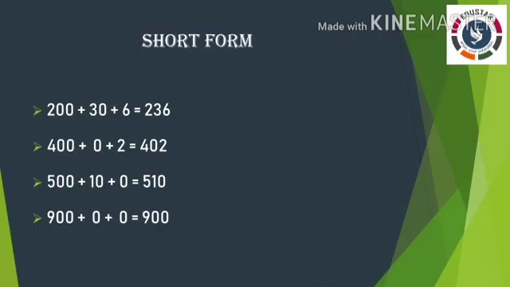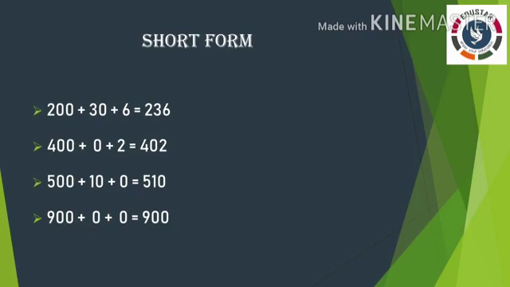Now we will see short form. Here are some sums for you, student. Shall we see the first sum? Okay, see the question here. It is in expanded form. For expanded form, what will we do? We will add zeros. For short form, what do we need to do? We need to remove zeros. Okay, student? Okay, see the first question.